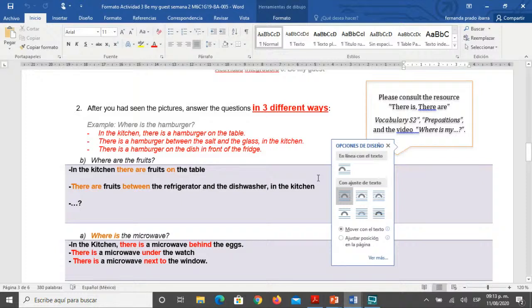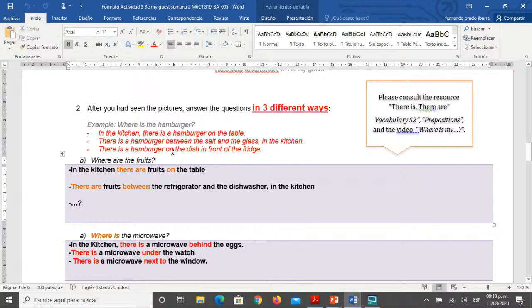In the kitchen, there is a hamburger on the dish in front of the fridge. So I'm using first to indicate where, the place that is located. I'm using there is in each sentence, and I'm using prepositions in each sentence too. Okay, so I'm using between, on, and in front of as prepositions.